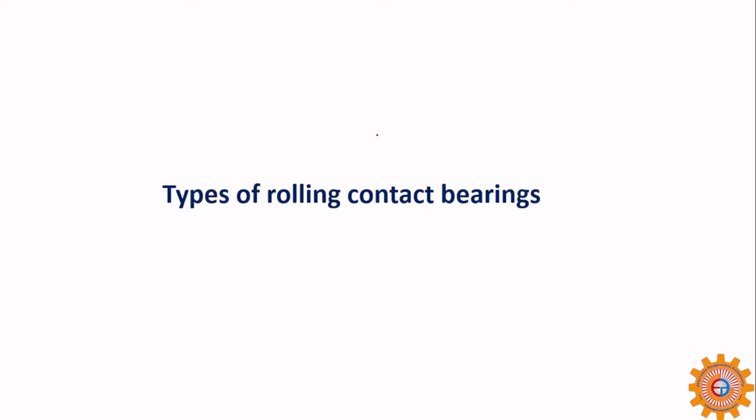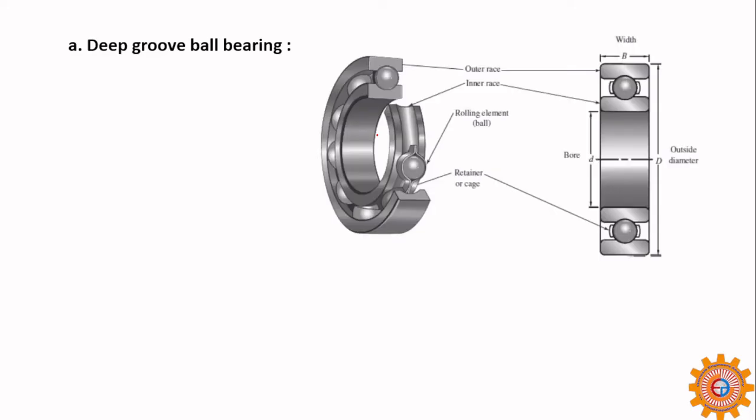Fans also. Types of rolling contact bearings. So, deep groove ball bearing. So this is the outer race. Cut view is shown here. So these are the hardened balls, and this part is what you call the inner race.